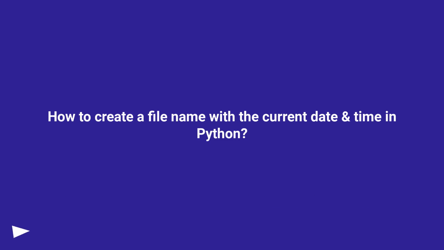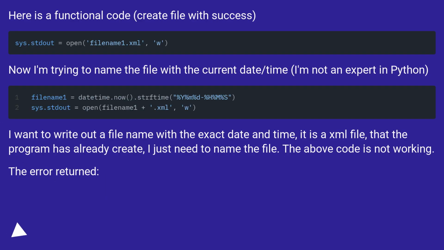How to create a file name with the current date and time in Python? Here is a functional code. Create file with success. Now I'm trying to name the file with the current date/time. I'm not an expert in Python.